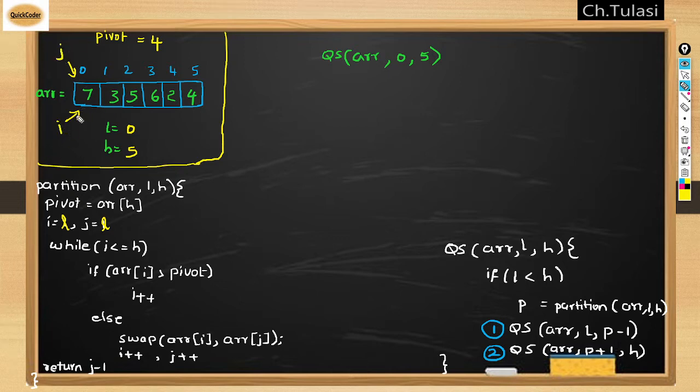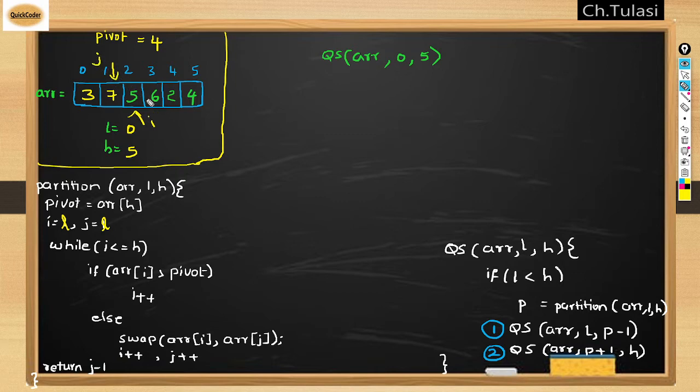Then it will check: is my array of I greater than pivot or not? As it is greater than pivot, it simply increments the I. Now my I will point here. Then again, is my array of I greater than pivot? No, it is less than pivot. Then it swaps the array of J and array of I elements. Then 7 and 3 will be swapped now. J will be incremented and I also will be incremented. My I will come here and my J will come here.